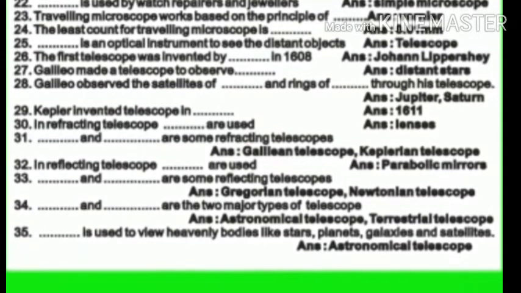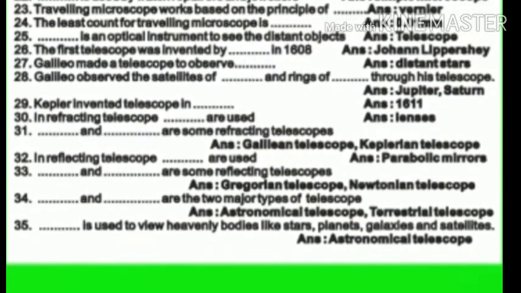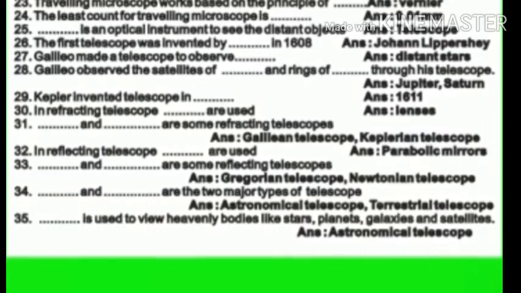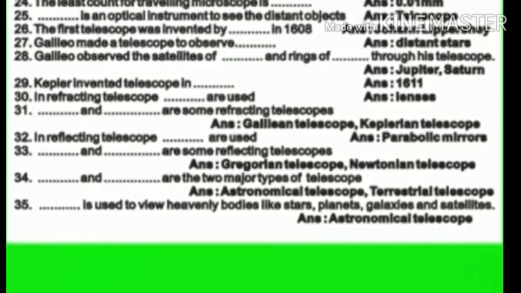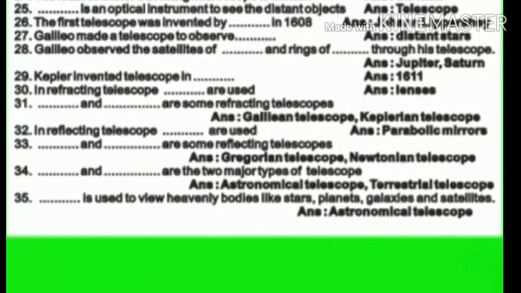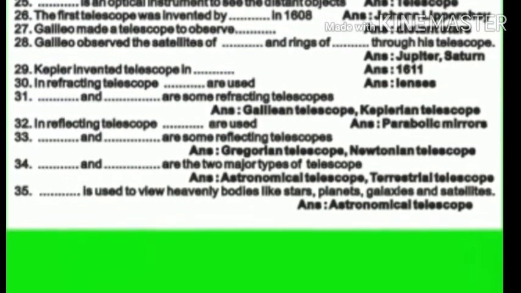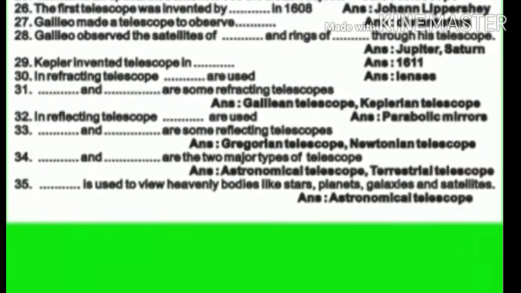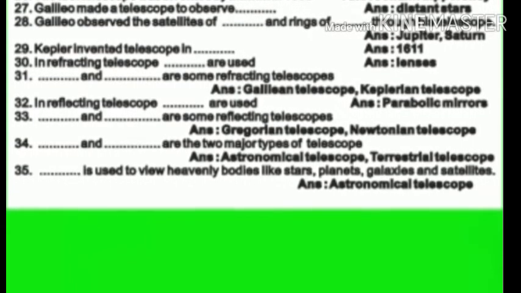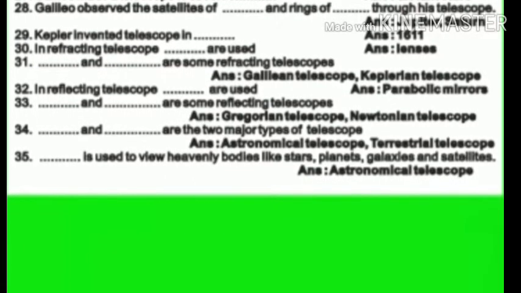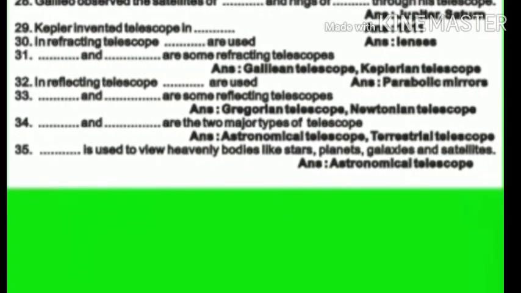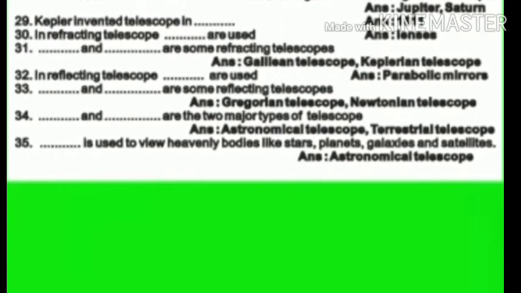Question number 30. In refracting telescope, dash are used. Lenses. Dash and dash are some refracting telescopes. Galilean telescope, Keplerian telescope. Question number 32. In reflecting telescope, dash are used. Parabolic mirrors. Dash and dash are some reflecting telescopes. Gregorian telescope, Newtonian telescope. Dash and dash are two major types of telescope. Astronomical telescope, terrestrial telescope.